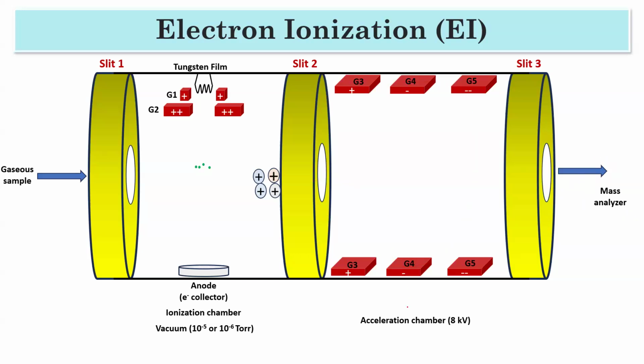This is called the accelerating chamber. You will have different plates, because your analytes, either molecular ions or fragment ions, will go inside and see a potential difference. Because of this difference in potential, the positive charge will be attracted more inside, and once it has enough kinetic energy, it will be sent to the mass analyzer.